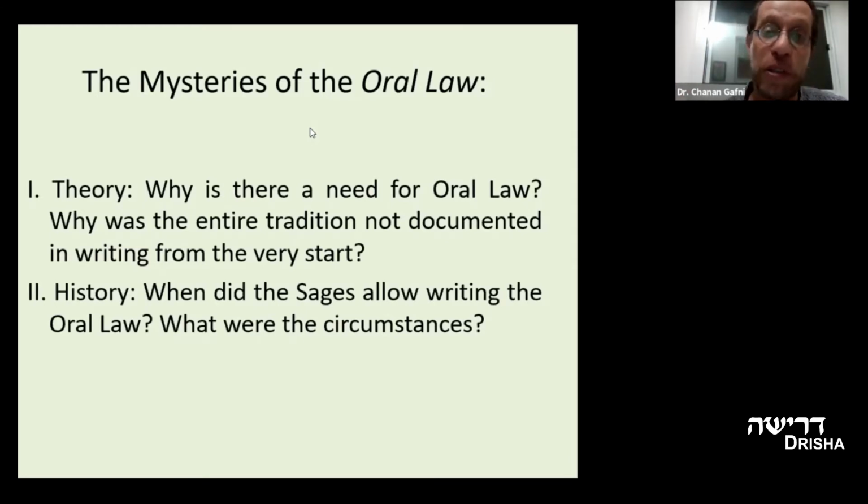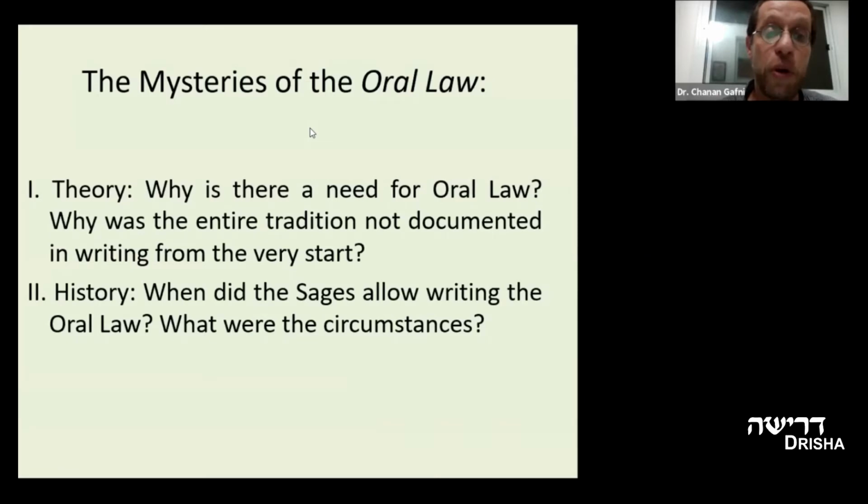We're going to talk about two other questions that are going to be the center of our discussion today. The first one is a theoretical question that we will try to discuss. Why is there a need for oral law? Why was the entire tradition not documented in writing from the very start? So the first question we will try to discuss in today's class is, how did people understand the whole need for an oral tradition? Why is it not enough just to have the entire tradition put into writing? Wouldn't that be an ideal way of transmitting the tradition so that everything is included in the written text? Why have this separation of two types of tradition, regardless again of its origin? So that's one question that we're going to discuss today.